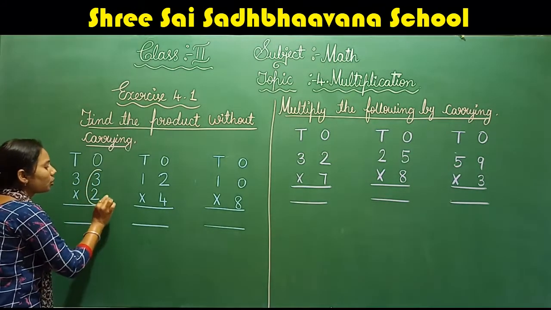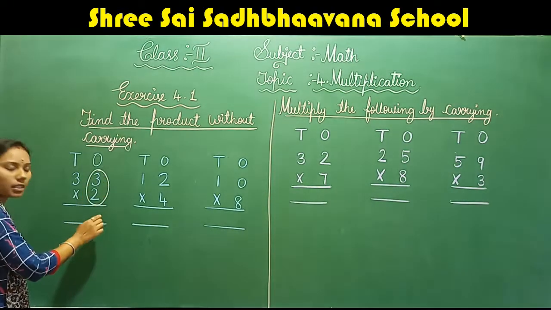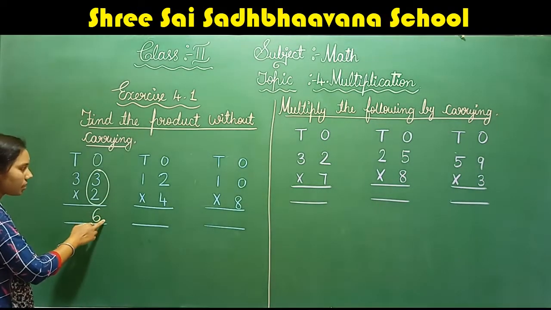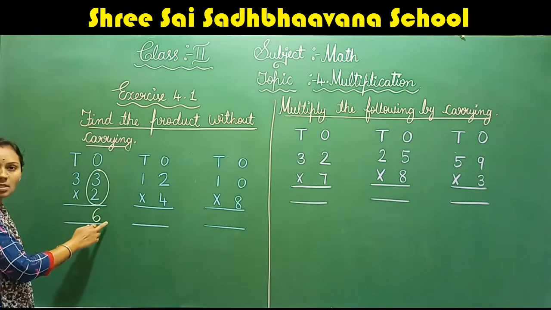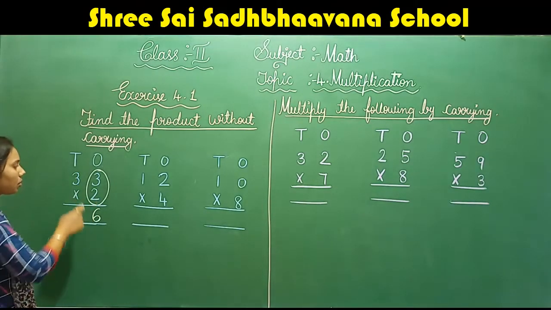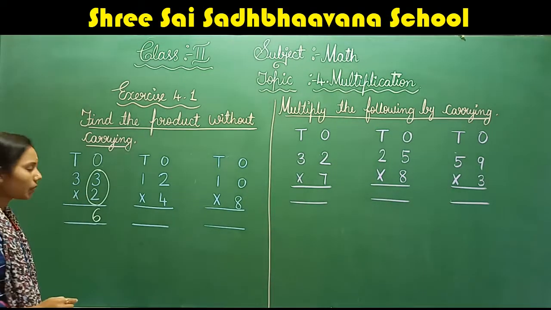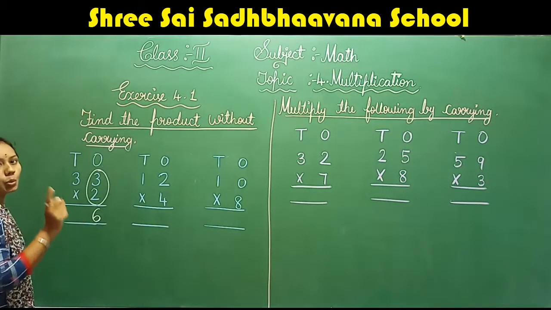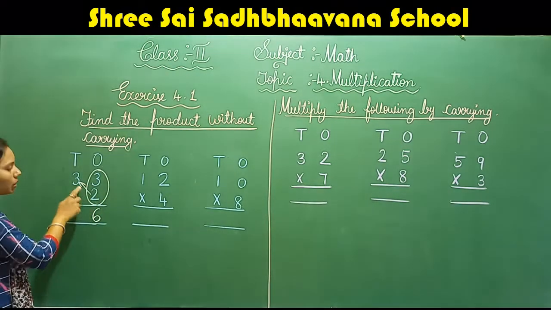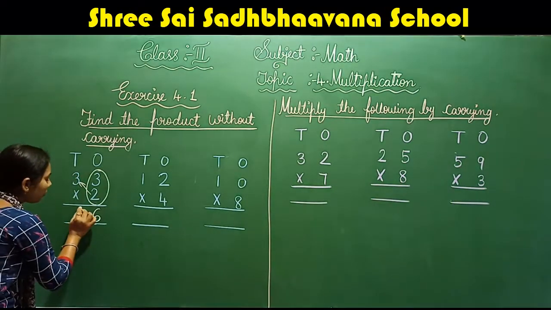2 into 3, 2 threes are how much? 6. So this 6 you are going to write in the ones place. Now we got 6 in the ones place, that is 2 threes are 6. In the second step you are going to multiply the tens place. In the tens place you can see the number 3, that is 3 multiplied by 2. So 3 tens into 2, how much? 2 threes are 6. So in the tens place we are going to write 6.